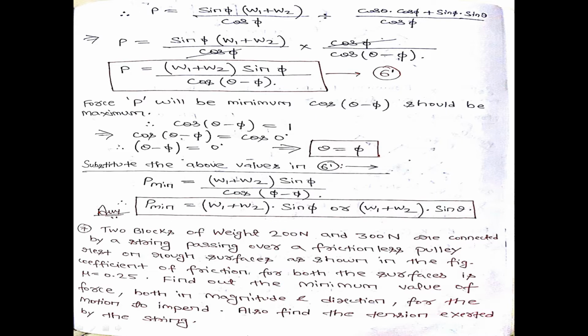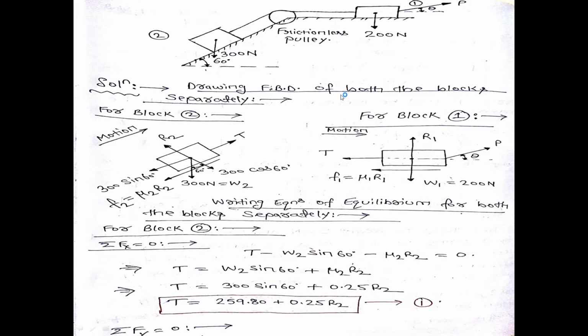Also find the tension exerted by the string. You can see that the force P is applied on the first block at some angle theta with respect to the horizontal. I need to find the minimum value of this force P as well as its direction, that is theta, so that the motion of the entire system will start. Everything is the same as the last problem, and we will do the same in the next problem also; only the figure has changed.